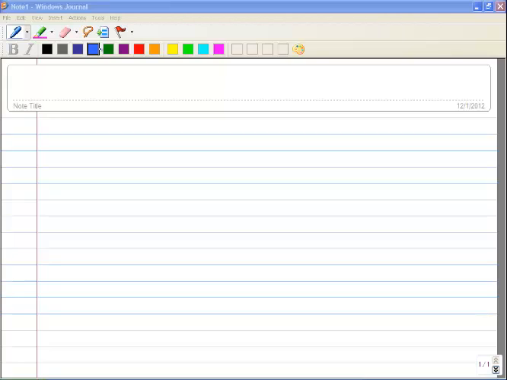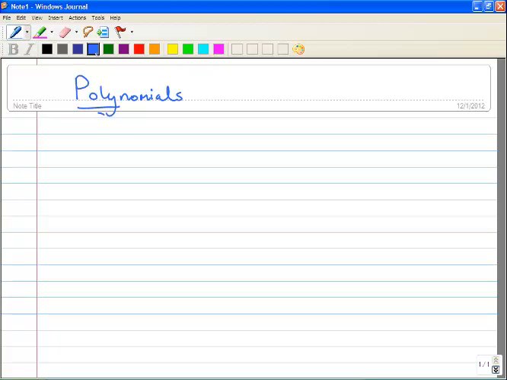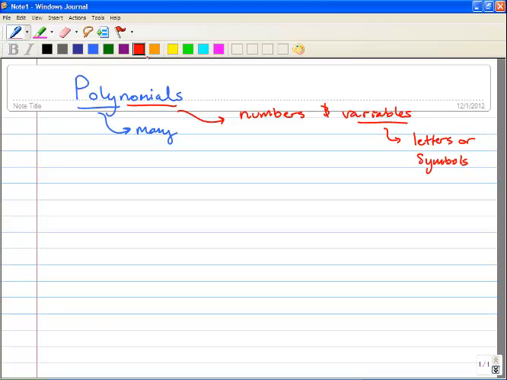Well, we are starting a new unit today, and we're going to be talking a little bit about polynomials. What polynomials are? Well, poly means many, and we've got nomials here, which is kind of numbers and variables. Variables are letters or symbols that represent something.